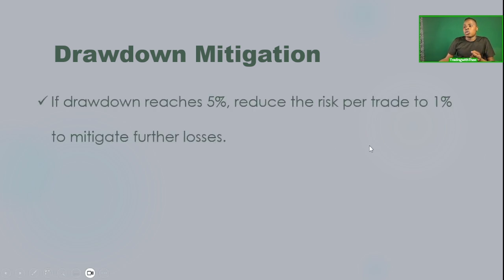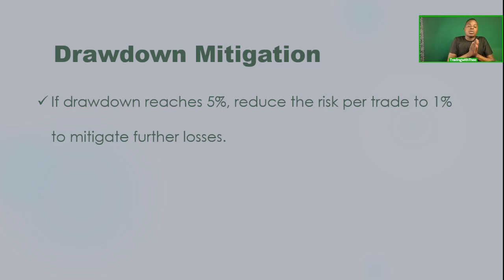But before we do that, I want to talk about what is called drawdown mitigation. So we want to know how to mitigate our drawdown. The first thing that we are going to do is, if drawdown reaches 5%, we are going to reduce the risk per trade to 1% so that we can mitigate further losses. So if losses keep coming, they will be smaller, and the account is going to give us more chances.